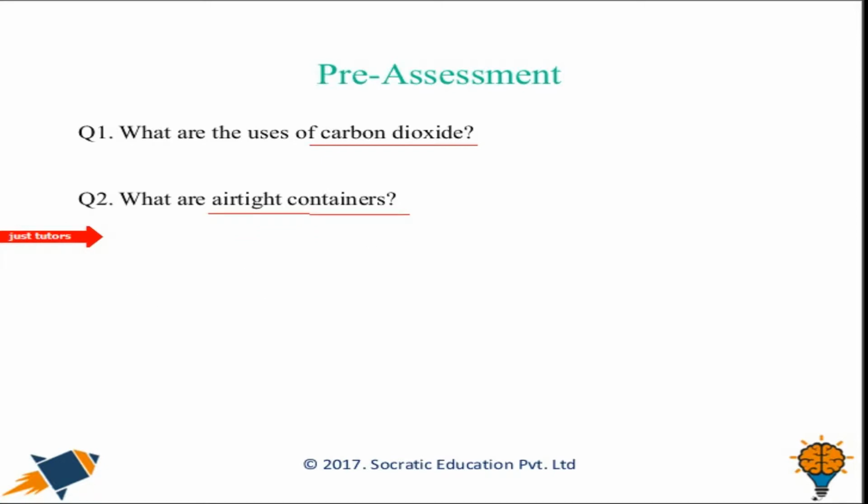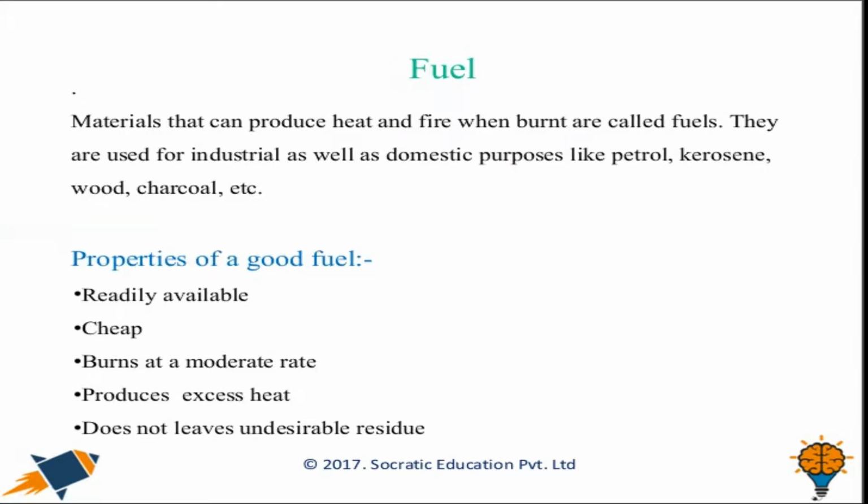Okay, so moving on to the first topic, which is fuel. Materials that can produce heat and fire when burnt are called fuel. So any substance or material that produces heat and fire when burnt is called fuel. Another name for them is combustible substances. They are used for industrial as well as domestic purposes, like petrol, kerosene, wood and charcoal. These are a few examples of the fuel that we use in our daily life.